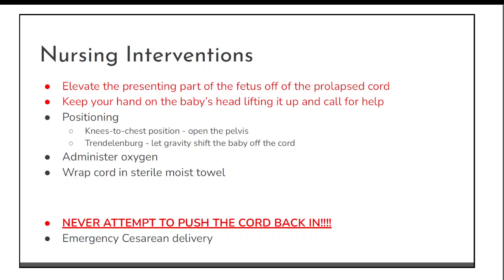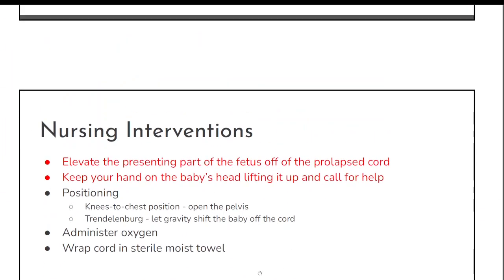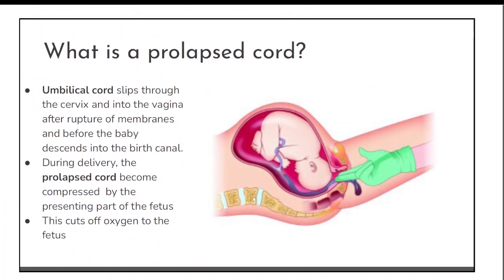We also need to wrap that cord in a sterile, moist towel so that it doesn't dry out and end up having poor perfusion. We want to make sure blood is flowing through there very, very well. All of this is just in the meantime as we roll mom back to the operating room for an emergency cesarean section. It is not safe for this mom to push and deliver vaginally. Why? Well, that baby's head is going to just keep compressing that cord. They're not going to get oxygen. They're going to have variable decelerations and be in distress during the delivery. We don't want to do that, all right?